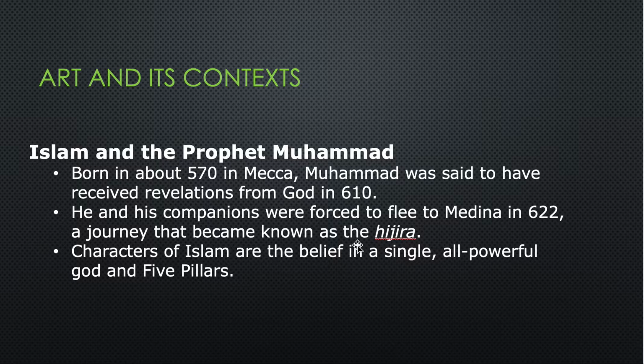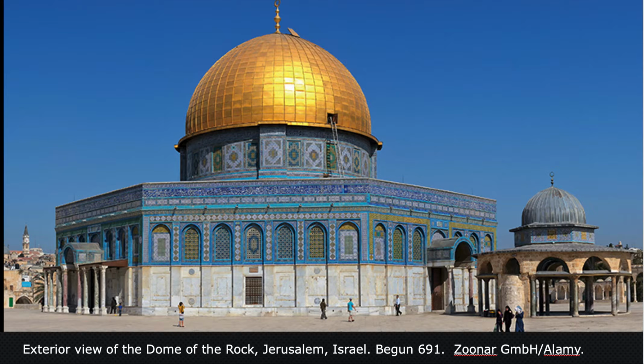So here's another slide that tells a little bit more about Muhammad, and that he was forced to flee to Medina in 622. His message was not always well received, but eventually it was. His fleeing became known as the Hijra. The character of Islam is, of course, a belief in a single all-powerful God and those 5 pillars.